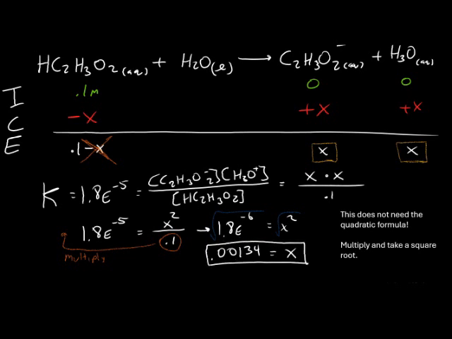Therefore, we can say that our final concentration for C2H3O2 was 0.00134, and our concentration for H3O is also 0.00134. And we can say that our final concentration for HC2H3O2, acetic acid, is still 0.1. Bear in mind that it's not exactly 0.1, but our x is so small that it's still close enough to 0.1.